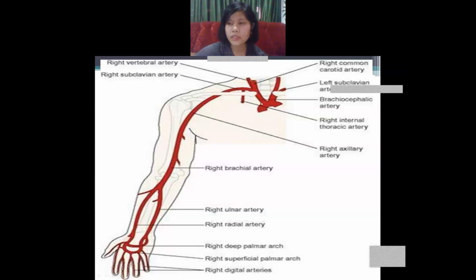Next, you will find the thoracic artery. In your thoracic cavity, that is in your chest portion, you will find the thoracic artery. Understand? Next is the axilla. This is the axillary artery. Axilla, you will find here. Next, just downside of the axillary artery, you will find the brachial artery. This is the brachial artery.